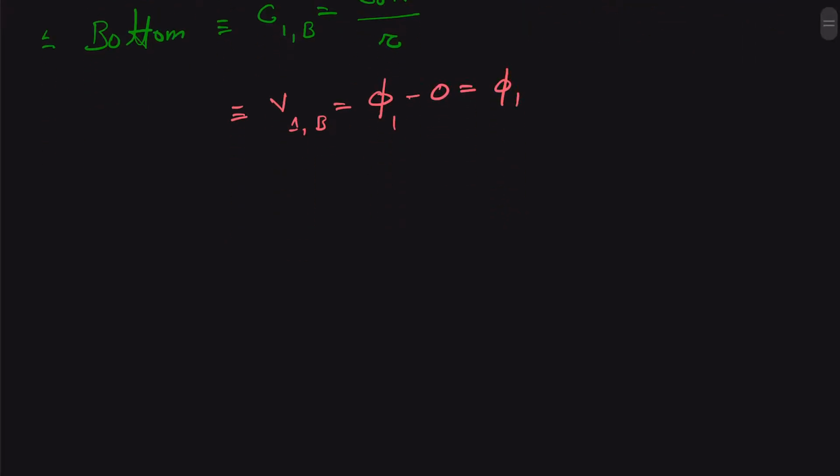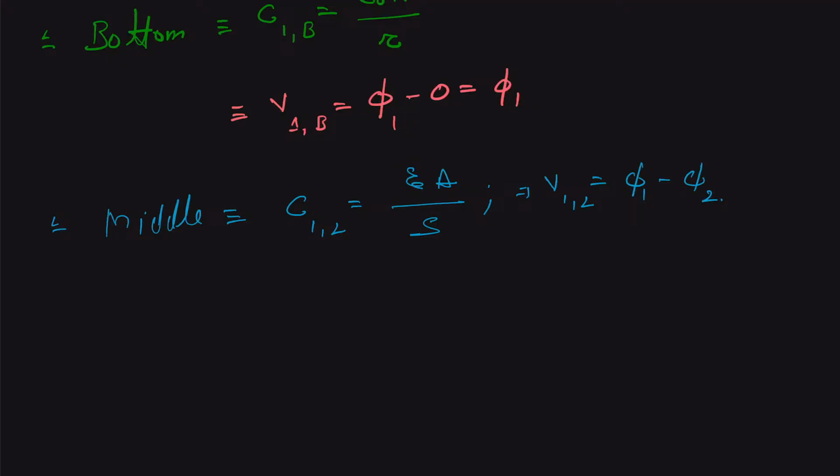Then we come to the middle portion. Middle will consist of plate 1 and plate 2. Once again, area is the same, and the only thing that is going to vary is the distance, which is given as S. And from here also we can write that the potential difference between plate number 1 and plate number 2 will be equal to potential at plate number 1 minus potential at plate number 2.